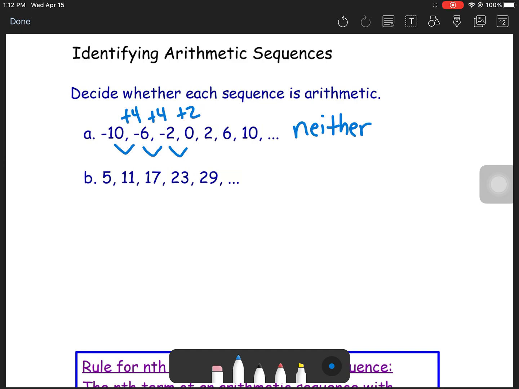So that changed. So this one would be neither, because we are not multiplying and we're not adding the same amount each time. In this sequence, I'm adding 6, and it looks like it's happening each time for the numbers that we have listed. So that pattern, our difference is 6. And it means that, yes, this is an arithmetic sequence.